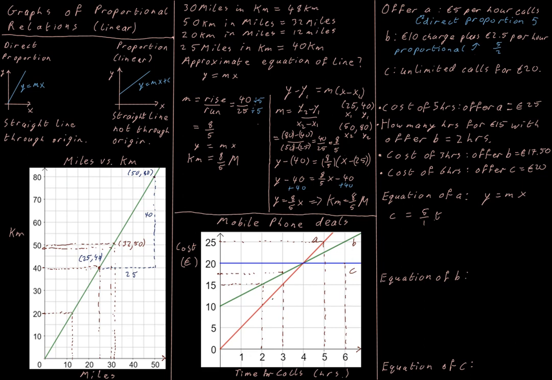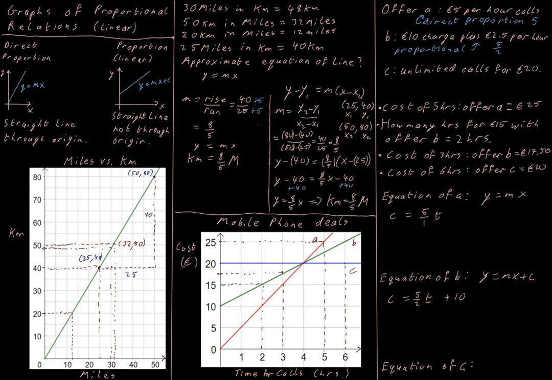Equation of B, well, this is still linearly proportional, so it's a straight line. So it's going to be y equals mx plus c. C is where I'm crossing the y-axis, the cost axis, which is 10. So in this case I'm going to have plus 10 on the end for where it's starting off. And the slope, if I run across by 2, I rise by 5. So rise over run, 5 over 2 times the time.